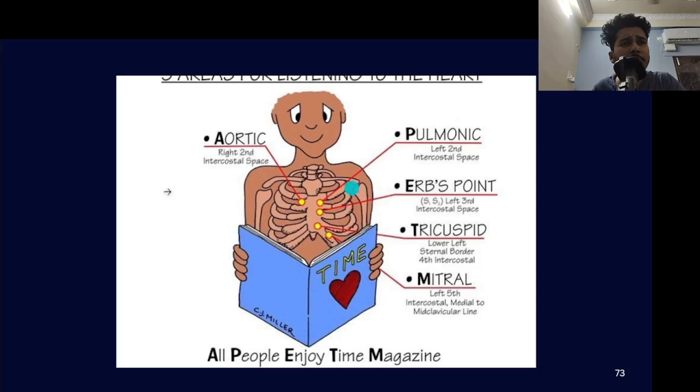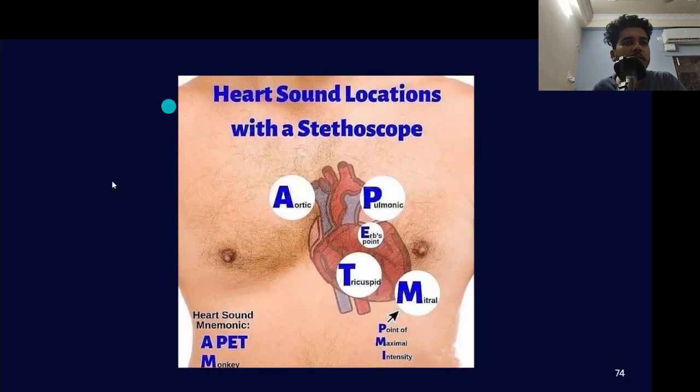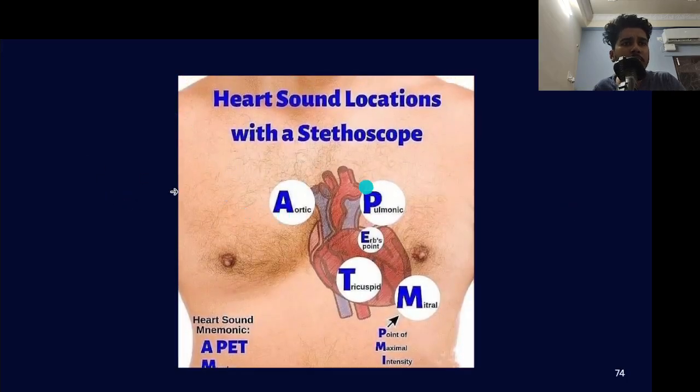Then you have Erb's point, which is at the left third intercostal space. And then you have the tricuspid, which is at the lower left sternal border at the fifth intercostal space. And then you have the mitral spot, which is at the left fifth intercostal space, medial to the midclavicular line. So this is another diagram: aortic, pulmonary, Erb's point, tricuspid, and mitral. And these are basically the locations where you will best hear the heart sounds.